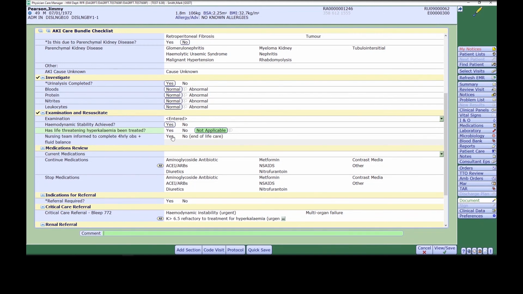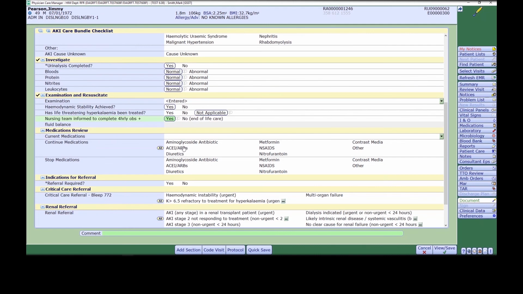The next question is to remind you to ask the nurses to complete fluid balance monitoring on all patients with acute kidney injury. The only real exception for that would be if the patient is actually for end-of-life care. The next important step is the medication review. Again, there is a comprehensive guide to medications review on the Think Kidneys website, but these are the common medications that we should stop or reduce the dose of.